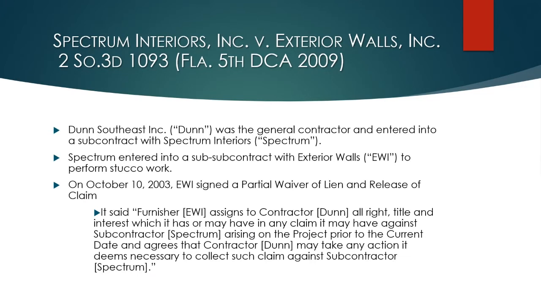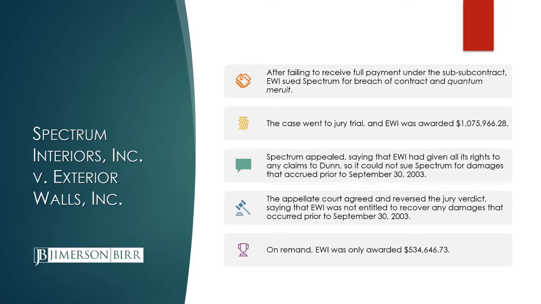And one of the lien releases that EWI provided had some unique language in it. It's on your screen there, but in sum, it assigned any claim that it had for payment to the general contractor. So EWI's claim for payment against Spectrum, it assigned to the GC, and also released its right through a date certain. The lien release that EWI provided was a through date certain release through the date of September 30th, 2003. So EWI was owed more than $1 million, and filed a lawsuit.